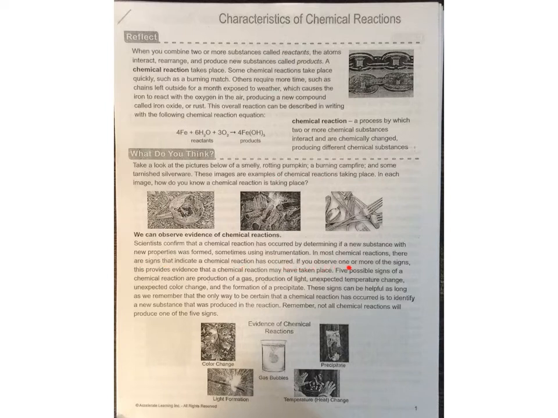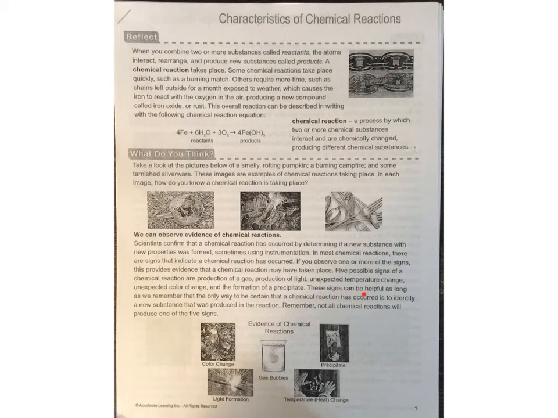If you observe one or more of these signs, this provides evidence that a chemical reaction might have taken place. Five possible signs of a chemical reaction are the production of gas, production of light, unexpected temperature change, unexpected color change, and the formation of a precipitate.